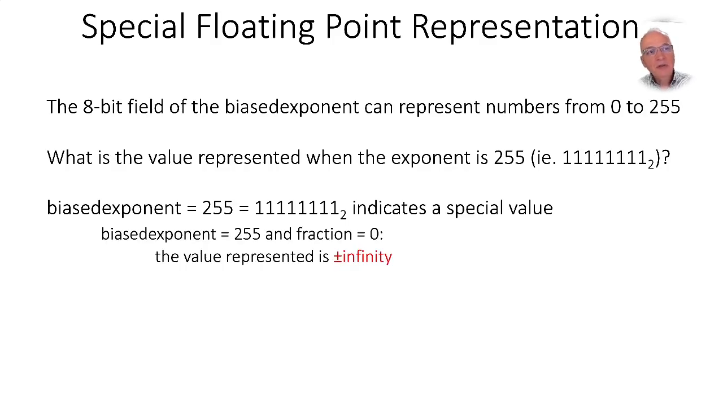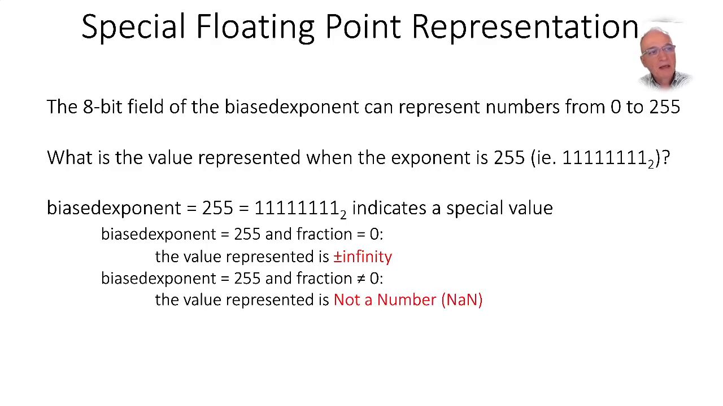And this special value can be, if the fraction is 0 and the exponent is all ones, then I'm representing plus or minus infinity. If the biased exponent is 255 and the fraction is not 0, then I'm representing not a number.